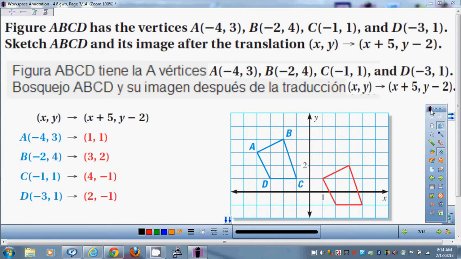Negative 4 plus 5, 1. 3 minus 2 is 1. There's that coordinate. Negative 2 plus 5, 4 minus 2. There's that coordinate. These are just these plugged into that formula. And then you can see how it affects your graph right there. There are going to be some you're asked to graph, but not all of them. Are there any questions about where they got anything that you see on the screen?